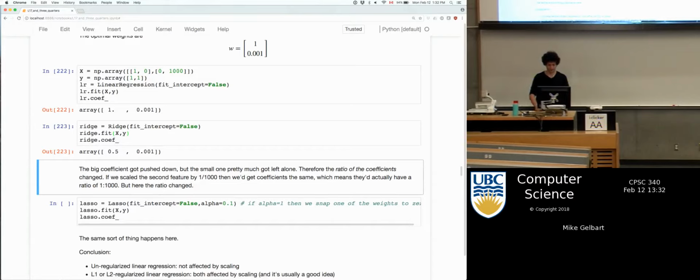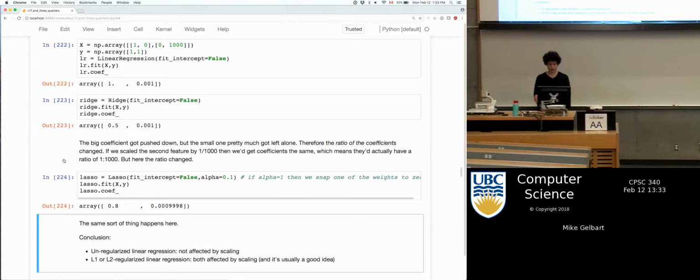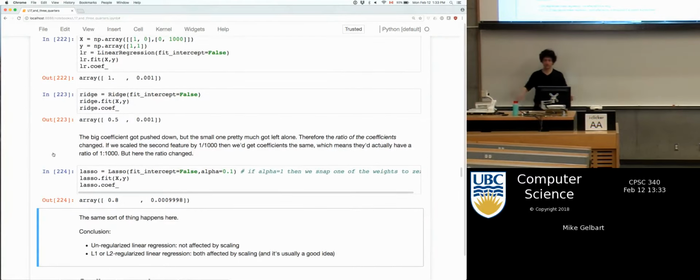And right. So when I run ridge on this, you can see that the big coefficient got pushed down a lot, and the little coefficient got pretty much left alone. That makes sense because, remember, it's a squared penalty, so it's not really upset about w equals 0.001. W squared is 1 over a million. That's not very painful in the loss function. So it's much more worried about pushing down the 1, which is exactly what happened here. It got pushed to 0.5. So we can do the same thing with L1 regularization, and we get similar results.